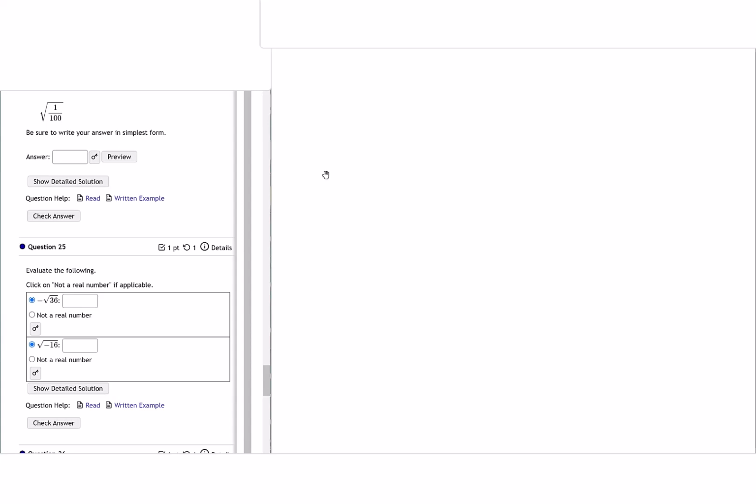Hey everybody. Today we're going to talk about radicals and roots. If I have some value and I square it, let's say it's 3. If I square it, I get 9. This is the same as 3 times 3, which equals 9.